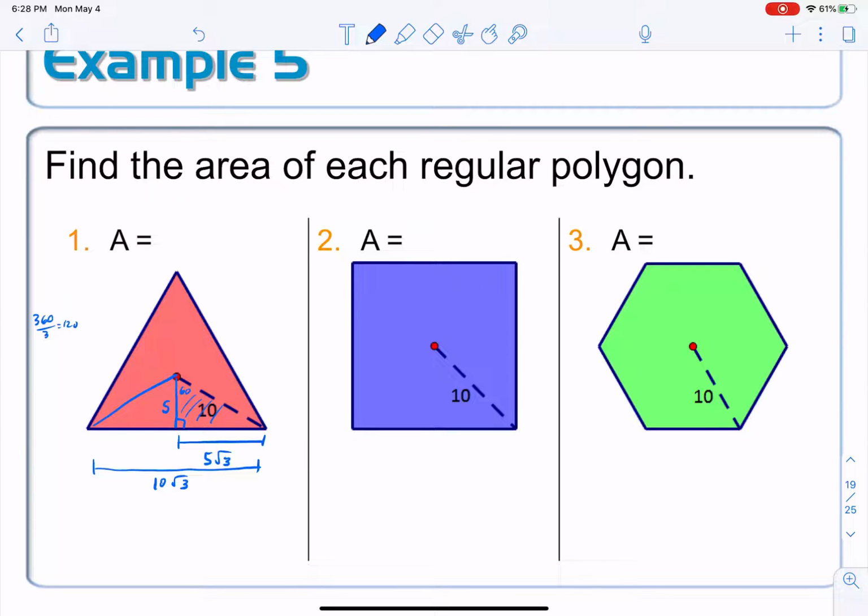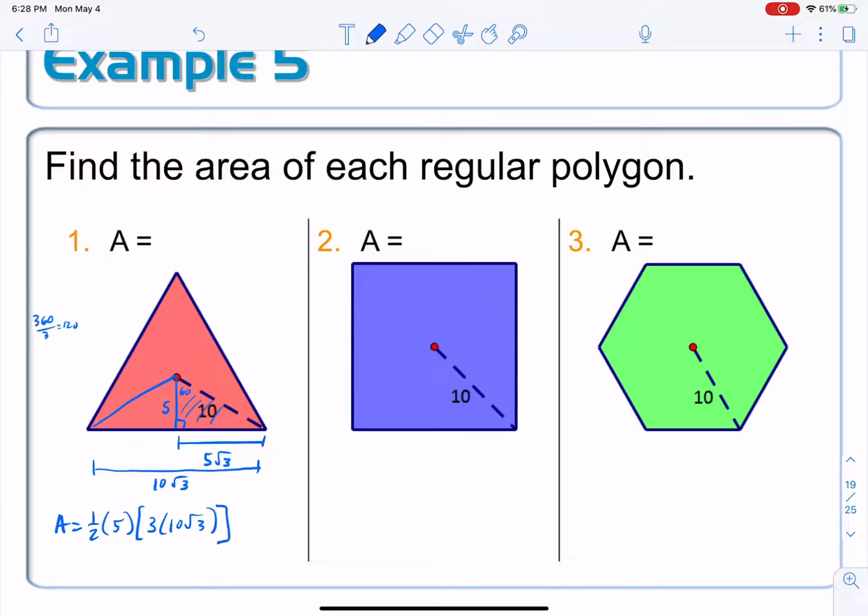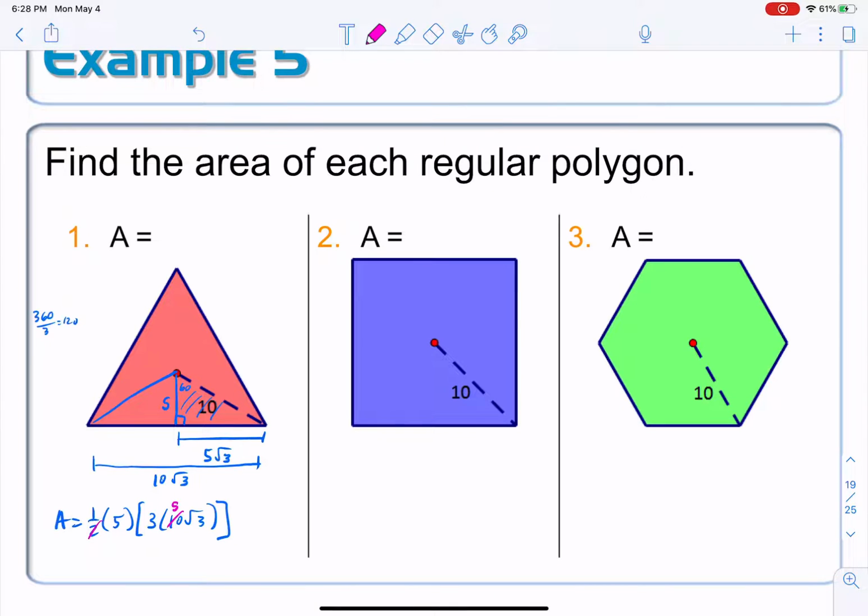Now I have enough information. I have a side length, I have the apothem length. I can put it together with 1/2 the apothem, which is 5, times the perimeter. I've got 3, and each of these sides is 10 times the square root of 3. Now it's just a matter of multiplying all of this and simplifying. I'm going to take half of the 10. It's the only even one on here. Get 5. 5 times the other 5 is 25. 25 times the 3 gives me 75 square root of 3 units squared. Why aren't any of these giving me units?